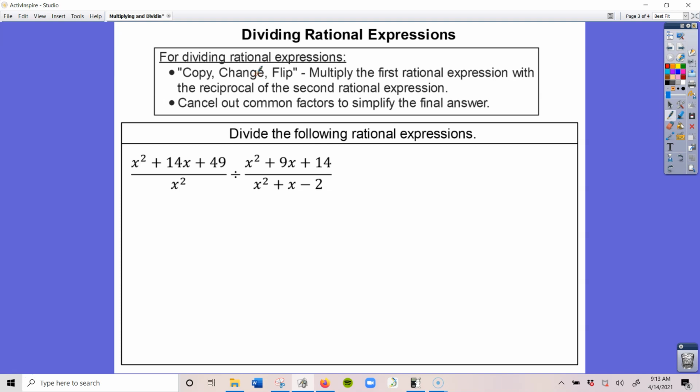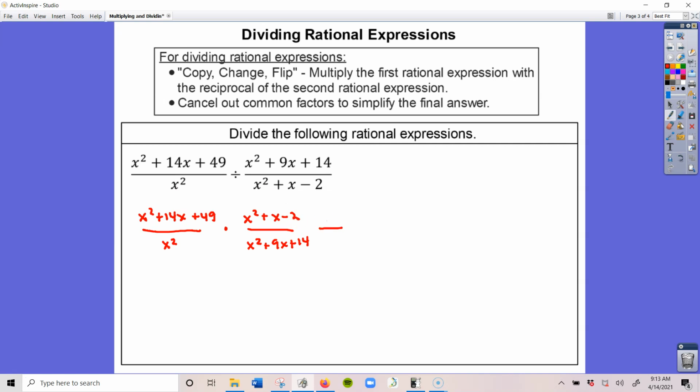But basically what you do is you take the first fraction and then you multiply by the reciprocal of the second fraction. So what we do is we're going to copy the first fraction, change to multiplication, and then flip the second. So we'll do that first. So we have x squared plus 14x plus 49 over x squared. I'm changing this to multiplication, and then we get x squared plus x minus 2 over x squared plus 9x plus 14. Now this is a multiplication problem, which is what we've been practicing.